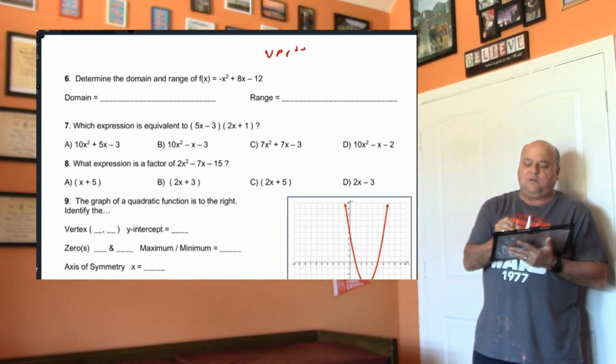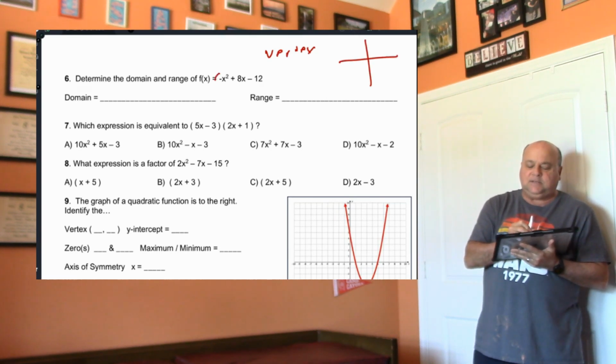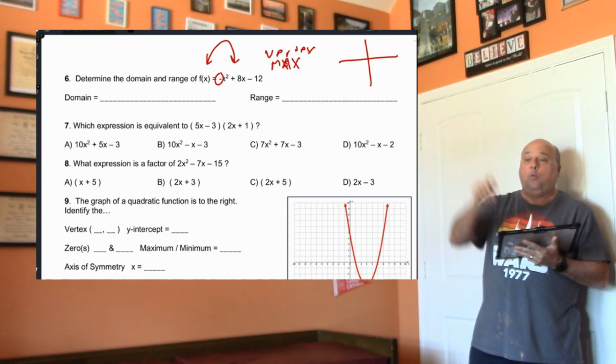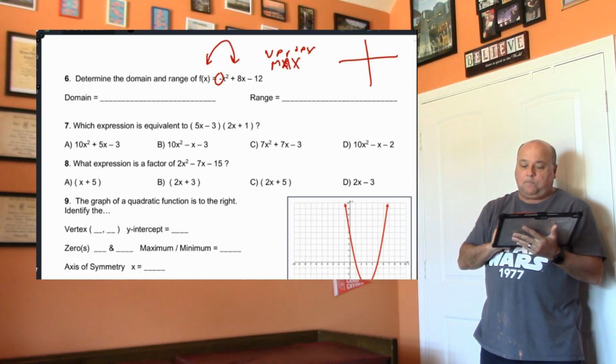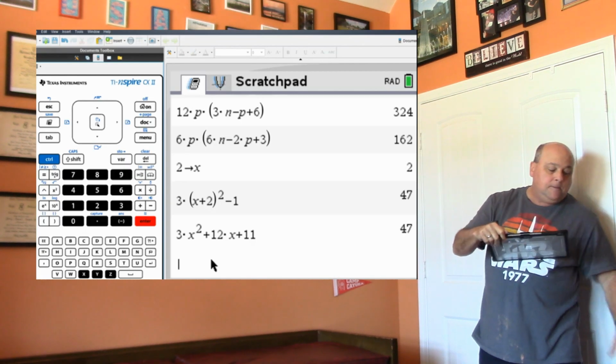We need to know the vertex. Okay, so I'm going to draw an xy axis. This negative means it's going to open down, which means we're going to have a max, and it means that the y's are going to go down, okay? So let's graph negative x squared plus 8x minus 12.